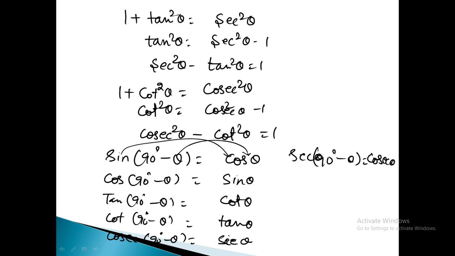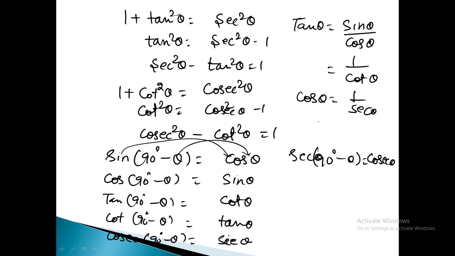And you should keep in mind that tan theta is also equal to sin over cos theta, or you can say 1 by cot theta. And cos theta is equal to 1 by secant theta, or you can say sin theta is equal to 1 by cosecant theta. Now you can use all these formulas according to requirements. These are the formulas of trigonometry.